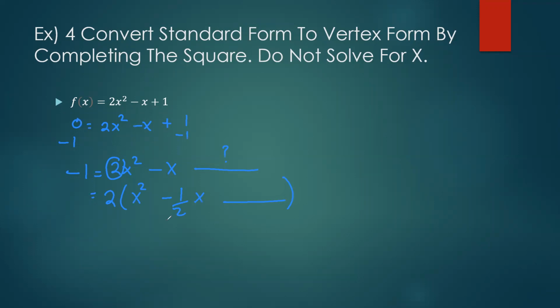Okay, and then you take half of b and then you square it. So if our b is -1/2, take half of that.